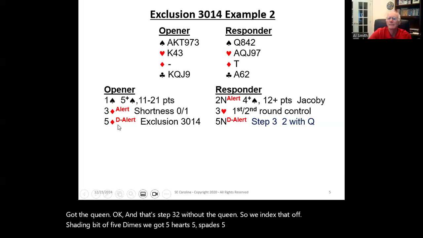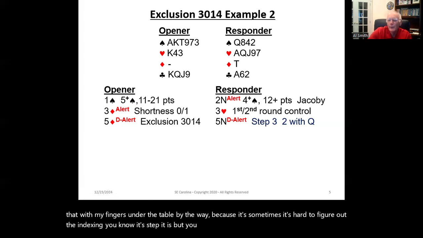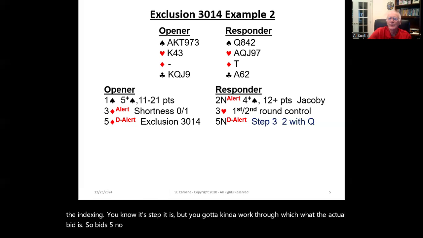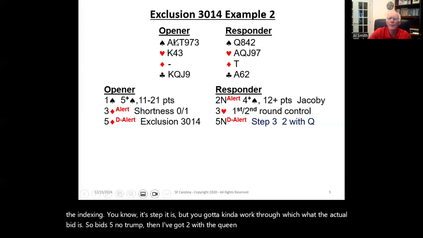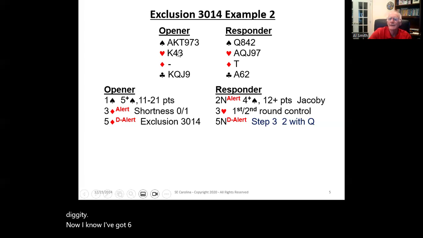It's step 3. Now, I actually do that with my fingers under the table, by the way, because sometimes it's hard to figure out the indexing. You know what step it is, but you've got to kind of work through what the actual bid is. So he bids five no trump, saying I've got two with the queen, and the opener goes, hot diggity, now I know I've got six cold.